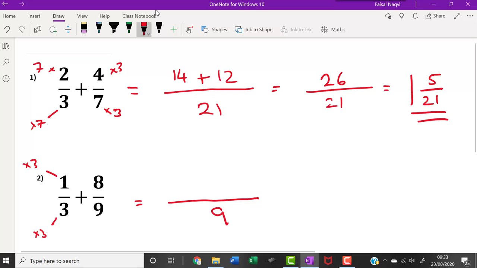3 times 1 is 3 plus 8. If I simplify that, I've got 11 over 9. I've got to ask, can I simplify that? Yes, I can. 9 goes into 11 1 time. I have a remainder of 2 out of 9. And again, I ask, can I simplify that anymore? No, I can't. So that's my final answer.